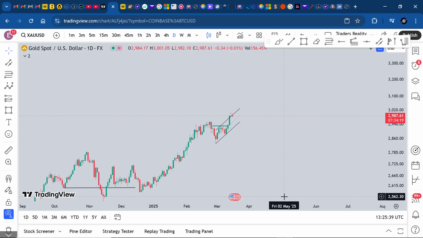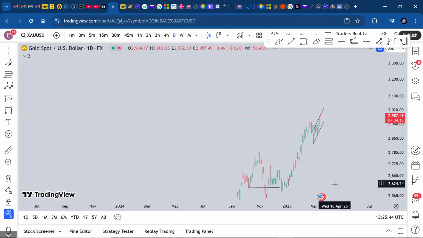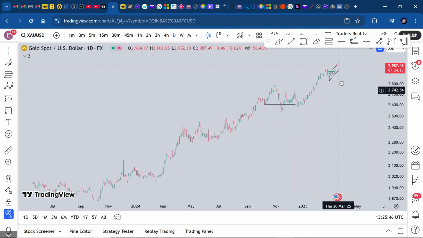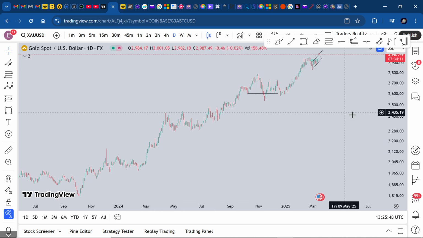Okay guys, good afternoon. We're currently on the gold daily time frame chart. We're bullish on gold. Gold has made a huge move to the upside.